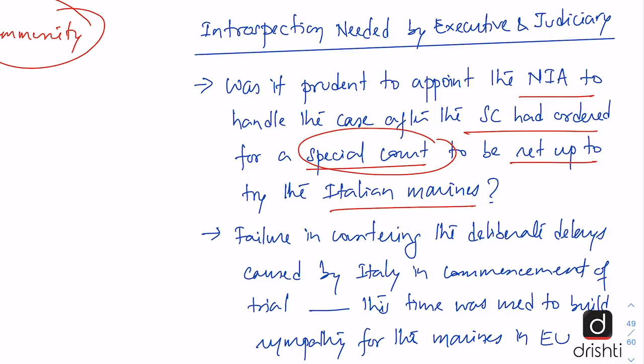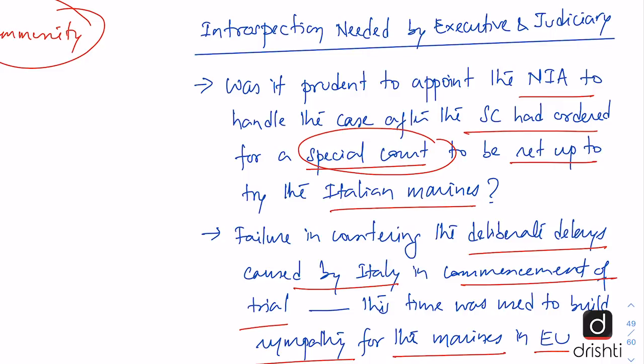Also, there was the failure in countering the deliberate delays caused by Italy in commencement of the trial, and this delay of time was used by Italy to build sympathy for the Marines in the European Union. So India needs to consider all these angles, the legal as well as the diplomatic angles where it faltered. Though India has now decided to comply with the tribunal's verdict.